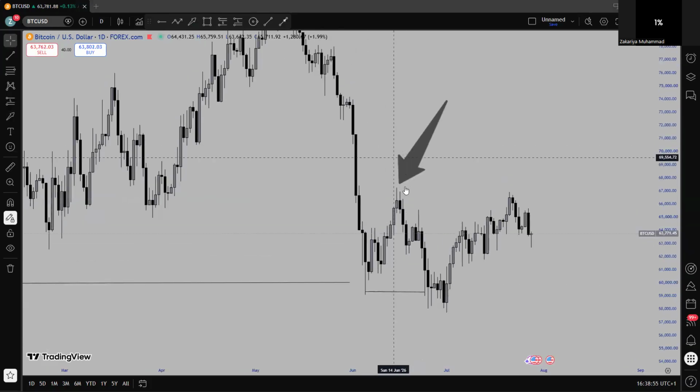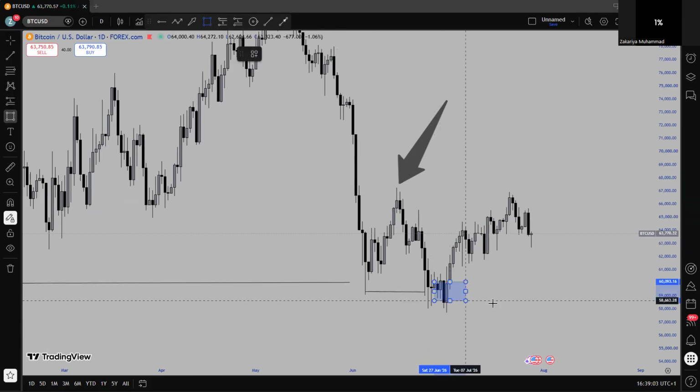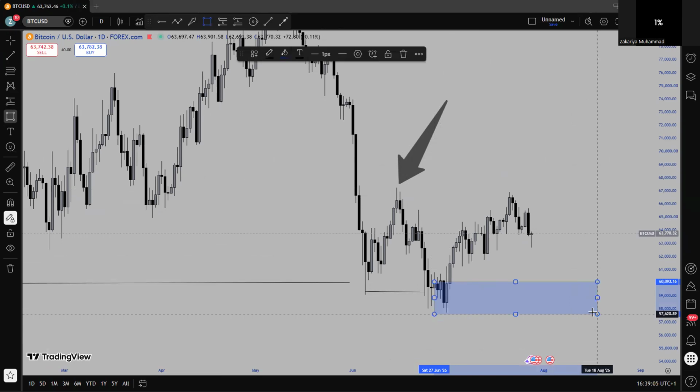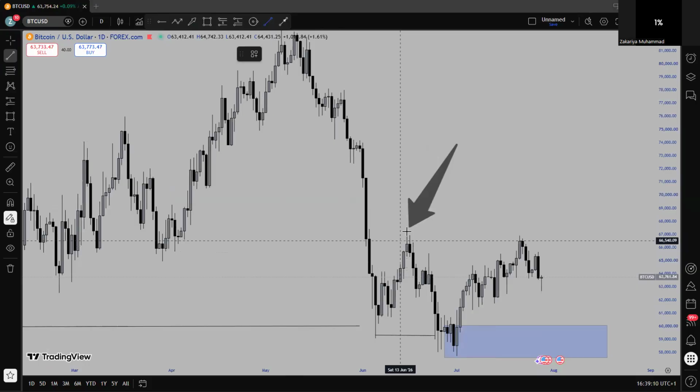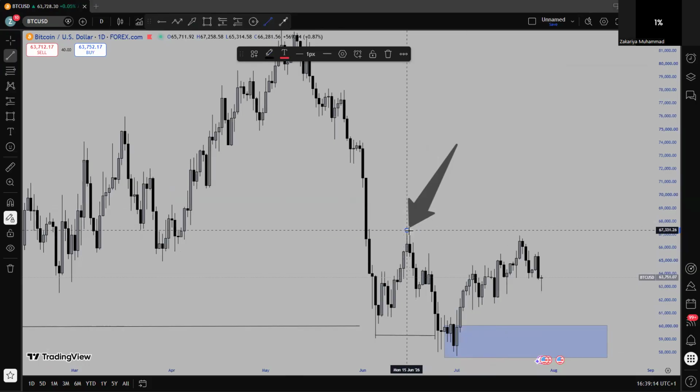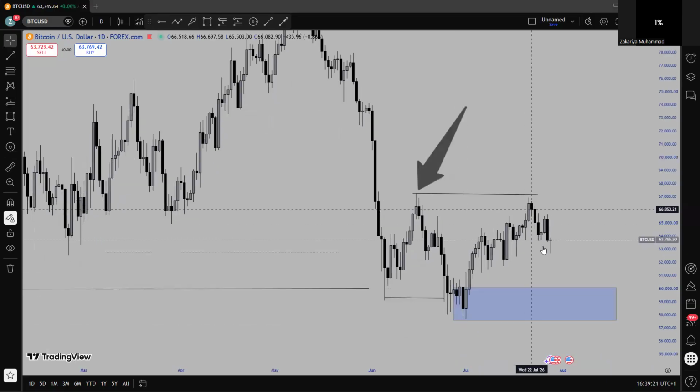So if market takes out this high now, I have a market structure shift in higher time frame, which is my daily time frame. Then I will mark the area I'm expecting markets to come and pull into before we turn bullish in higher time frame, right? But market did not take out this high. That means our higher time frame structure is still bearish. Until market takes out this high, we don't have structure shift in high time frame.